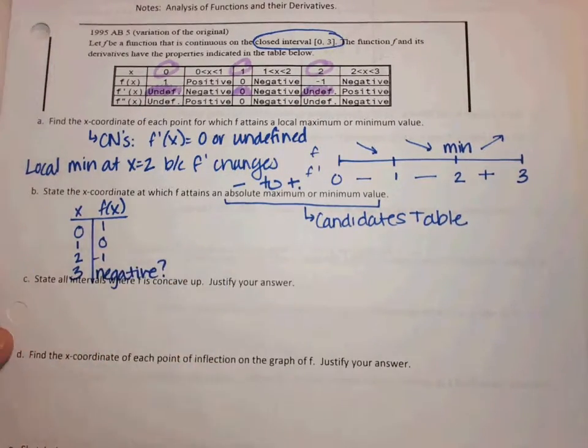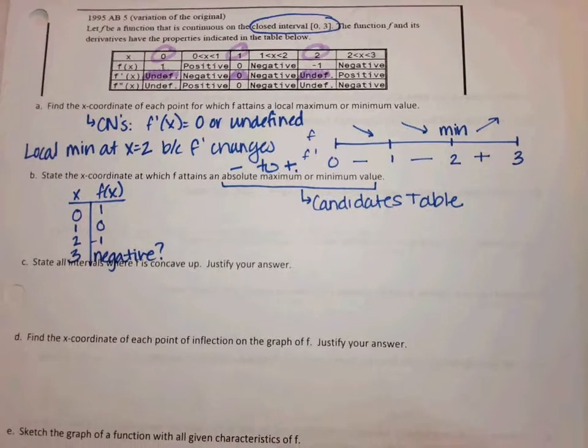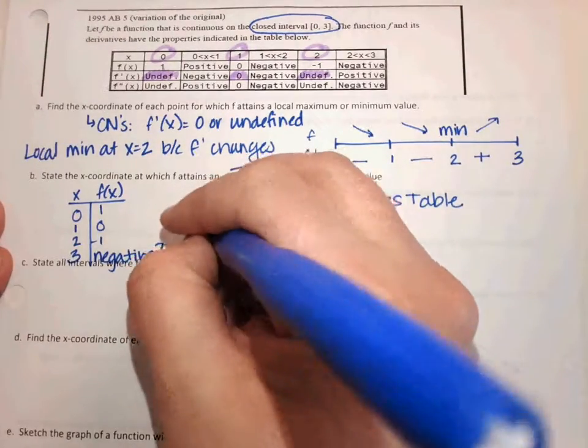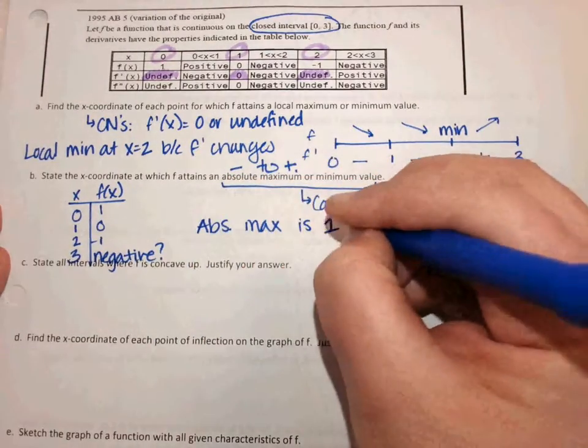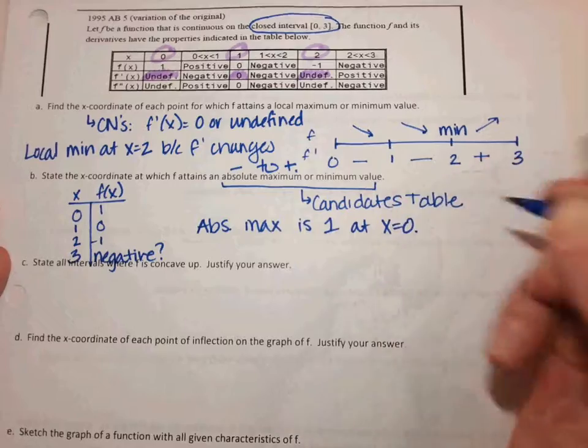So I'm going to put negative question mark, because we don't have f of 3. Okay, now 1, 0, negative 1, and then some negative number, we don't know what it is. Which of those is obviously the biggest? 1. So we know the absolute max is 1. It occurs at x equals 0.